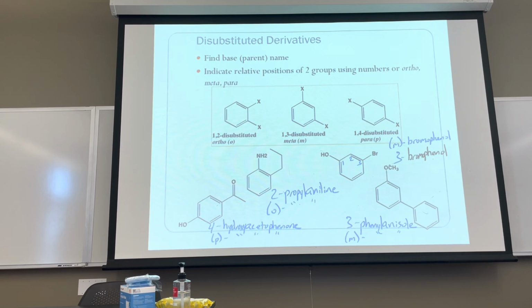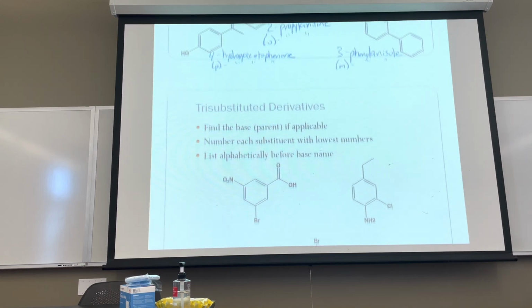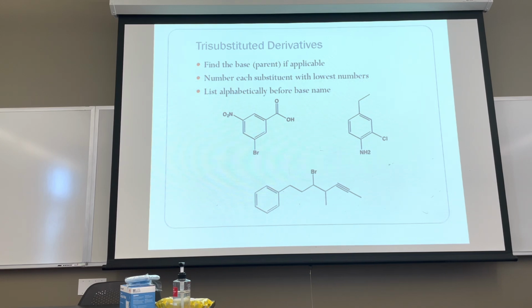All right, so the last step of the nomenclature story is what happens if you have more than 2 substituents. If you've got more than 2 substituents, you're forced to use the numbers. You can no longer use ortho, meta, para when you have more than 2 groups. So let's look at a couple examples of that. So let's look at this guy here.